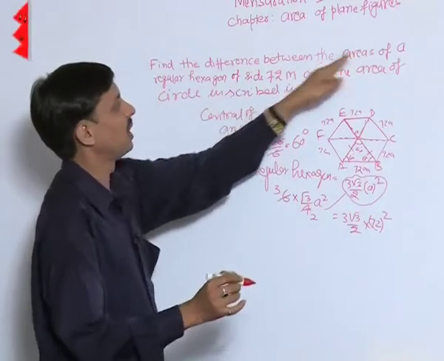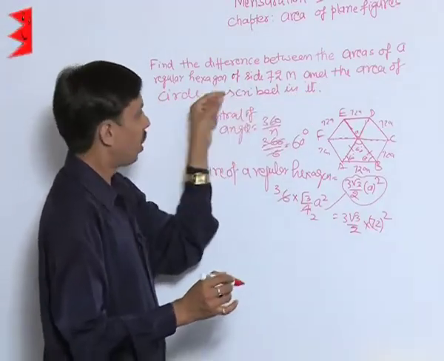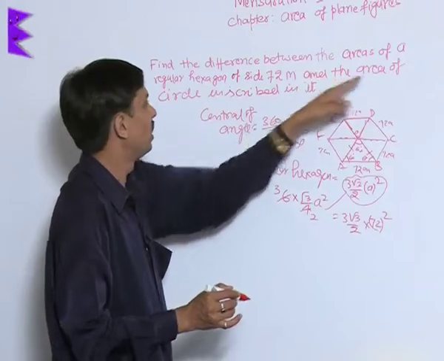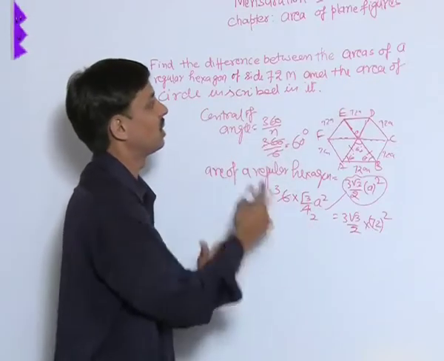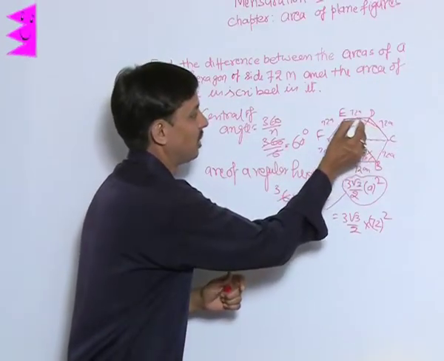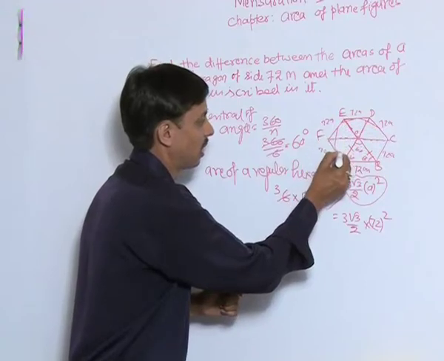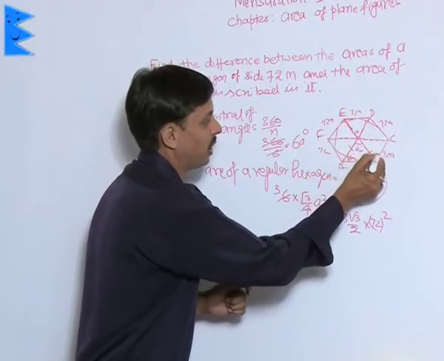Find the difference between the areas of a regular hexagon of side 72 centimeter and the area of a circle which is inscribed in it. There is a circle inscribed in this regular hexagon. A rough sketch I am showing here.